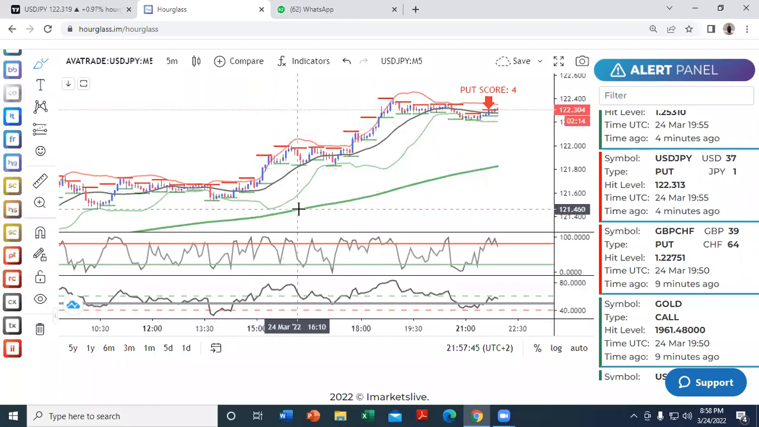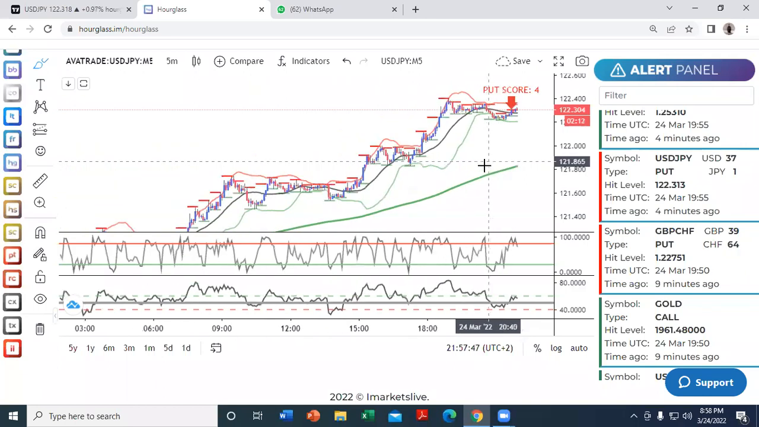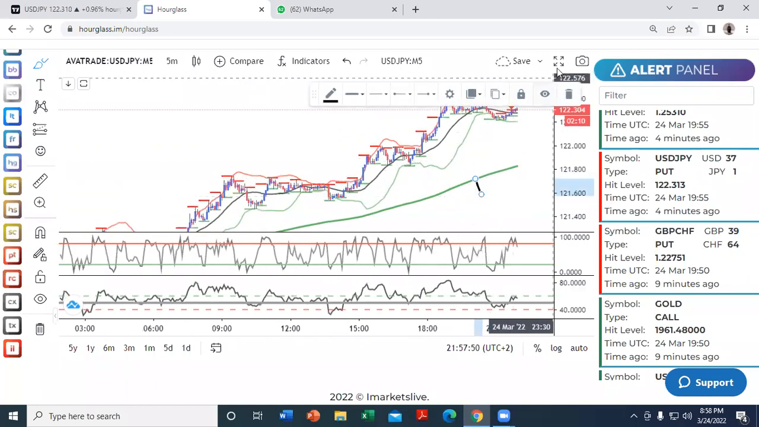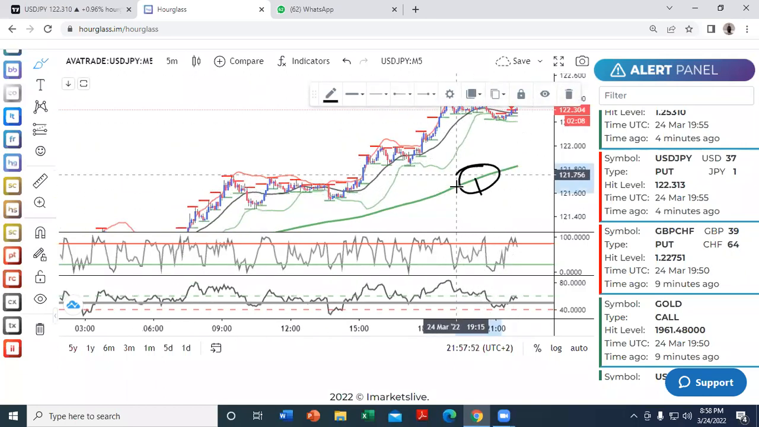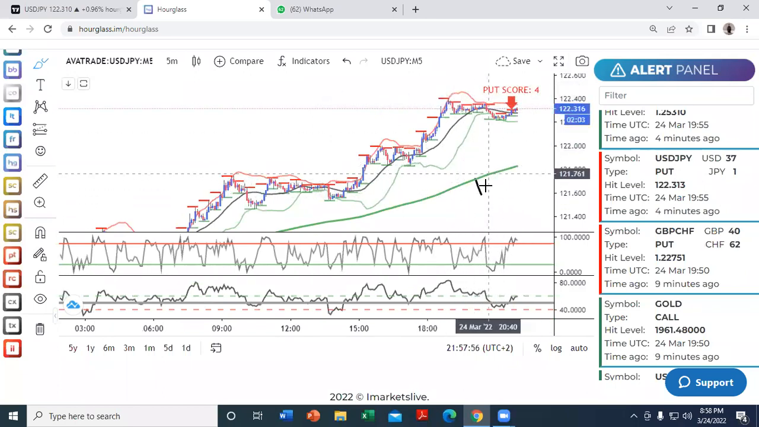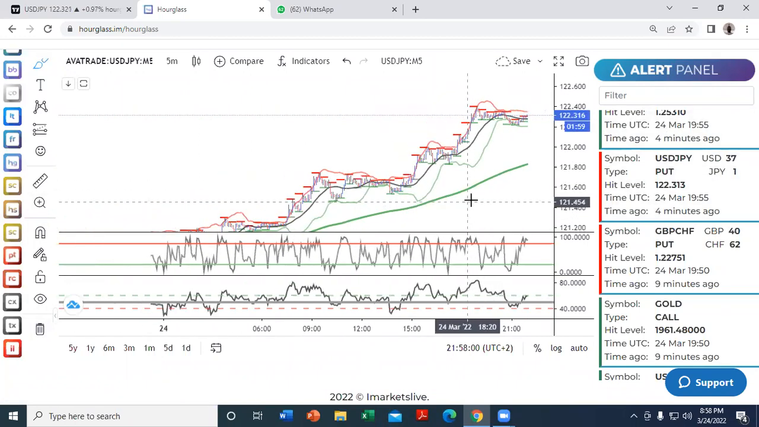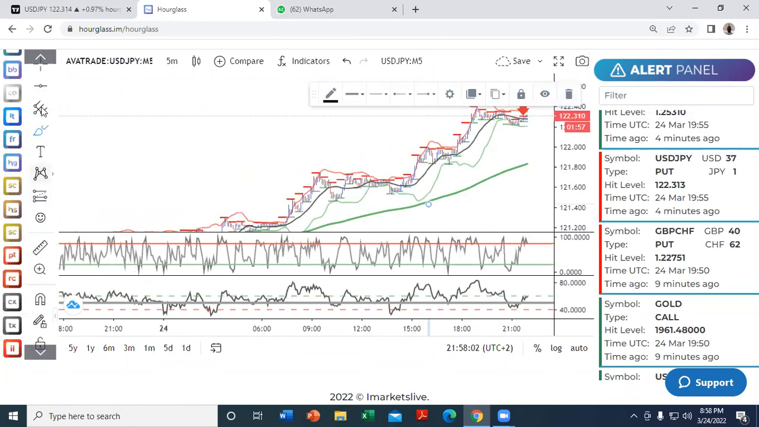Then you can see this green line showing down here. This green line is called the EMA, exponential moving average. I think it's a 50 EMA or something. We're not here to discuss the value. I don't know the value for it. I think it's just a 50 EMA.